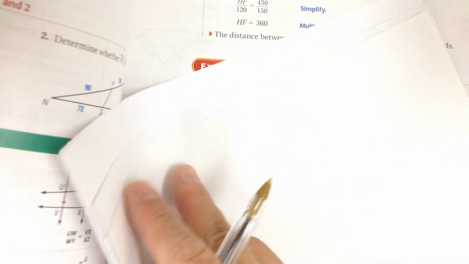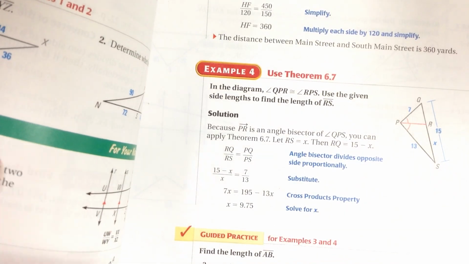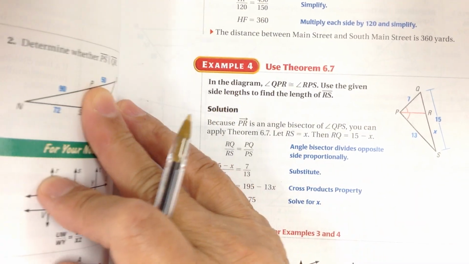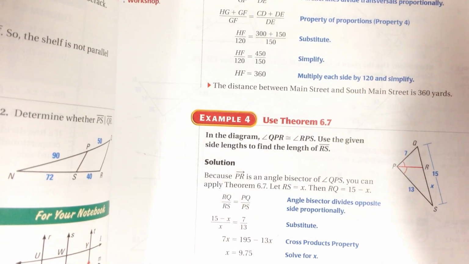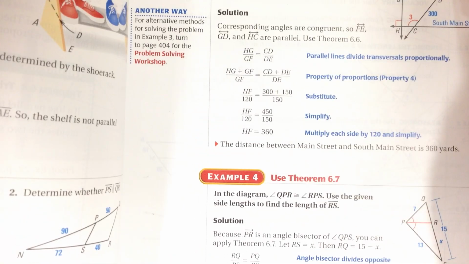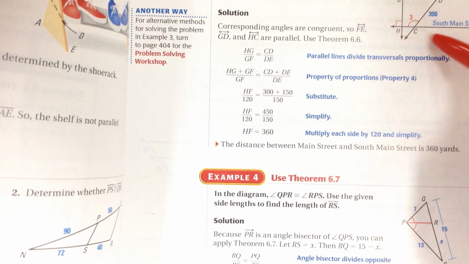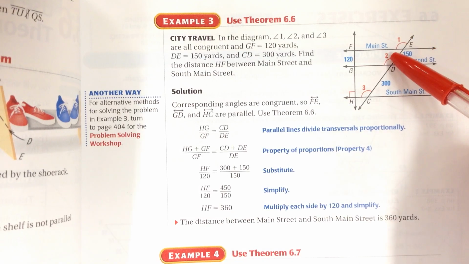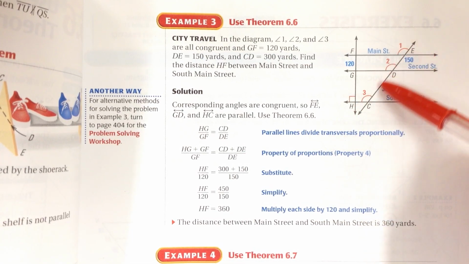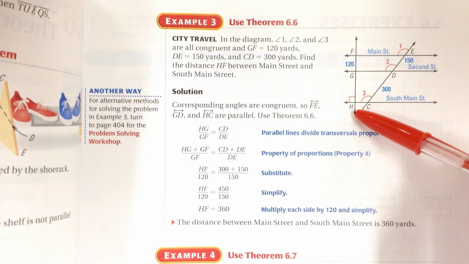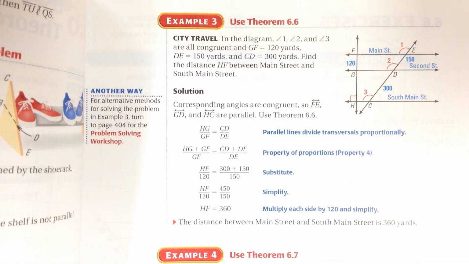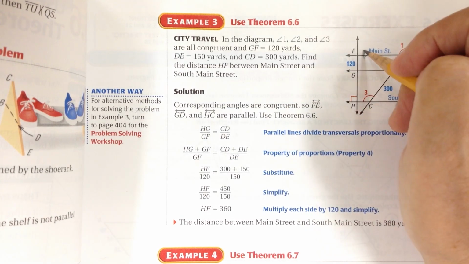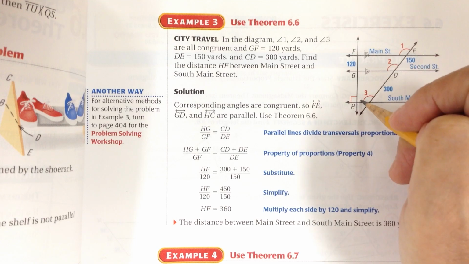Okay, so city travel. In the diagram, angles 1, 2, 3 are all congruent. Well, if they're all congruent, that means all these lines are parallel, because if the corresponding angles are congruent, then the lines are parallel, right? So from the theorem before, angle 1, angle 2, angle 3 are all congruent, so all these are corresponding angles. So if all the corresponding angles are congruent, all lines are parallel. So that's what we can conclude from this, okay? Because of that, all these are parallel.